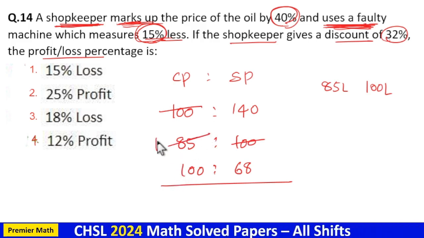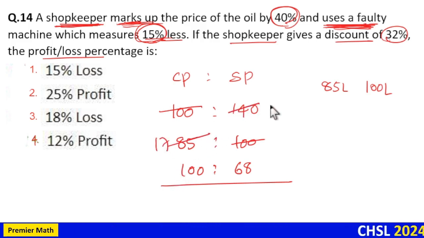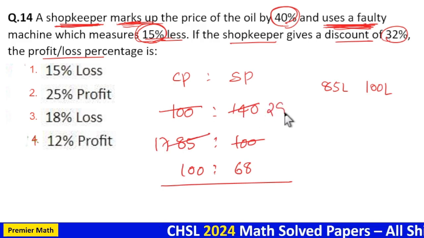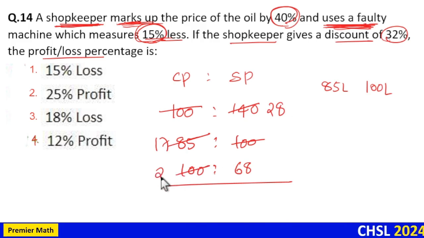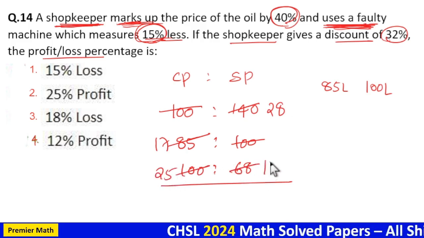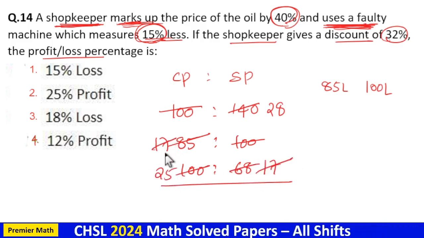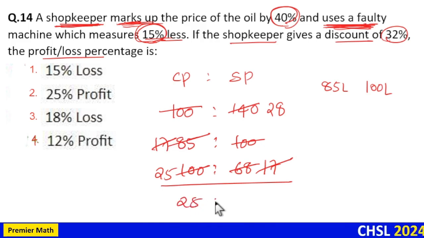5 goes 17 times in 85. 5 goes 28 times in 140. 4 goes 25 times in 100. 4 goes 17 times in 68. 17 cancel. Remaining is 25 is to 28.